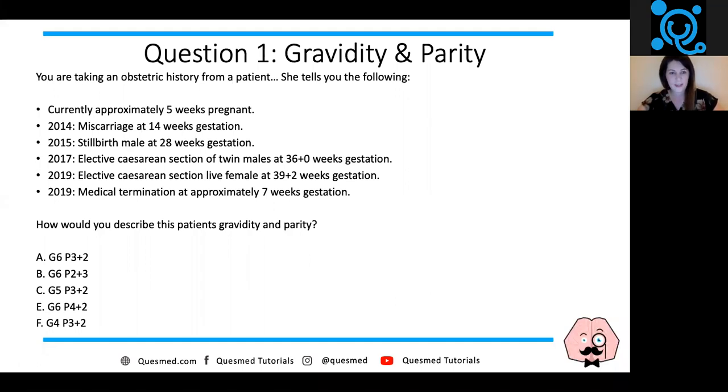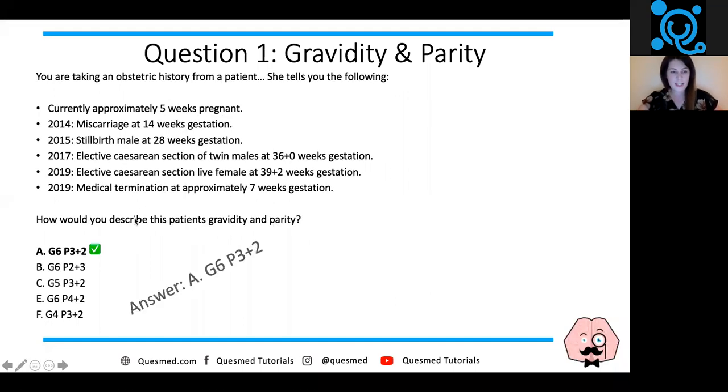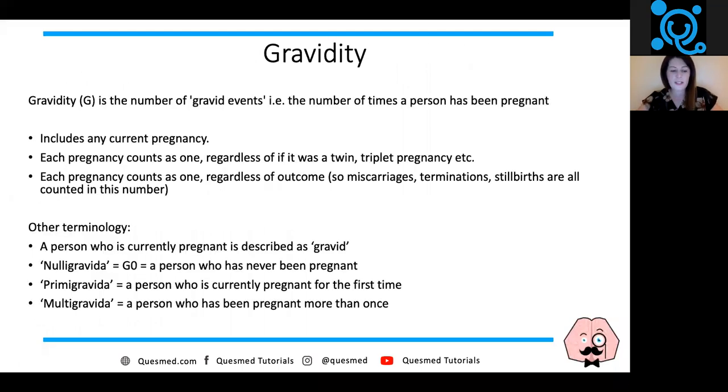Great, so thank you to all who participated in the poll. Most of you got the correct answer, which was A, G6P3+2. So let's talk about gravidity and parity. Let's take gravidity first. This is generally written using the abbreviation G and states the number of gravid events, i.e. the number of times a person has been pregnant.